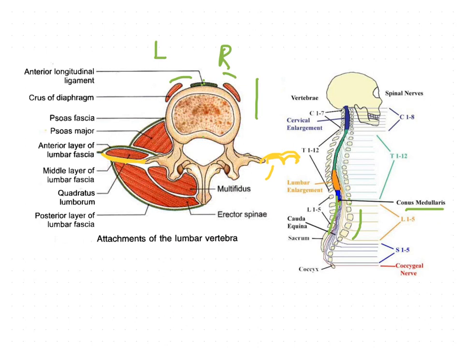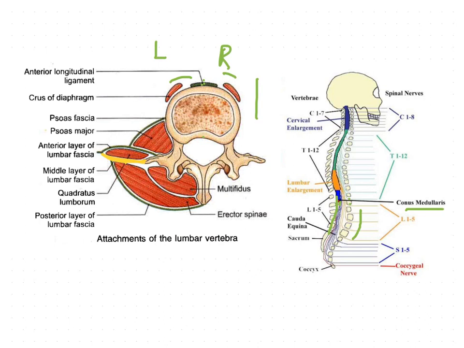Okay, and the tip of the fifth process, not the entire vertebra, but the tip of the fifth process gives attachment to the iliolumbar ligament. So the tip of the transverse processes of the fifth lumbar vertebra gives attachment to the iliolumbar ligament. Okay, now coming to the other attachment, the faint vertical ridge on the anterior surface.